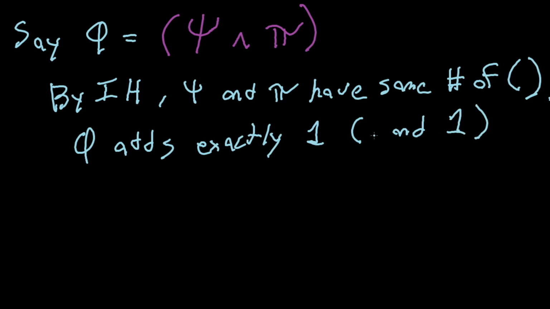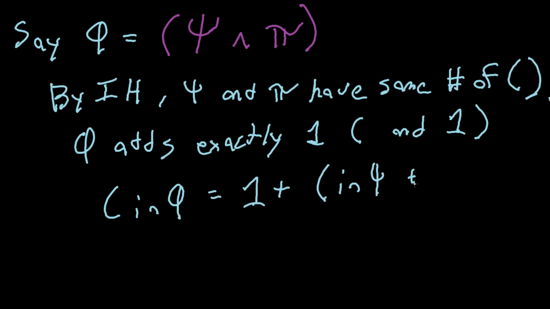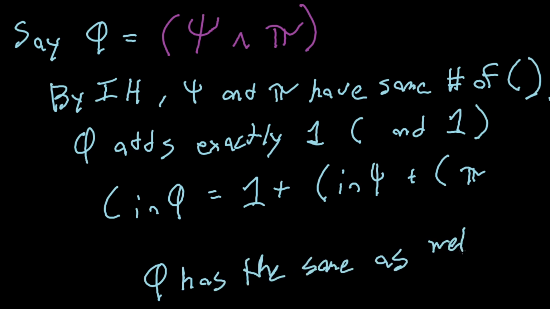So the number of open parentheses in phi is 1 plus the number of open parentheses in psi plus the number of open parentheses in pi, and you get the idea, right? So we're adding exactly one of each to the number of open parentheses in psi and the number of open parentheses in pi. And the same is true for closed parentheses, so we'll conclude that phi has the same as well.